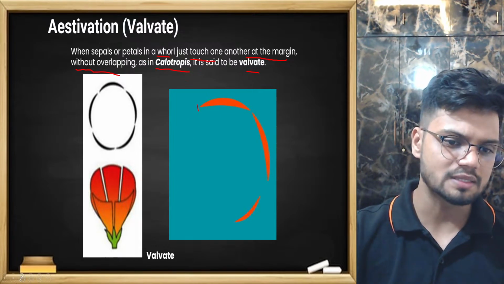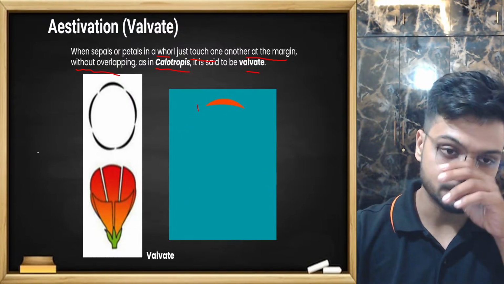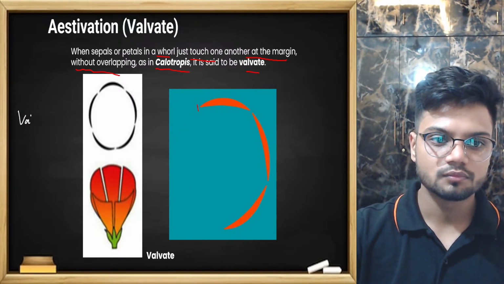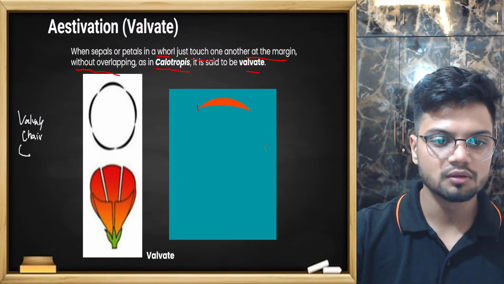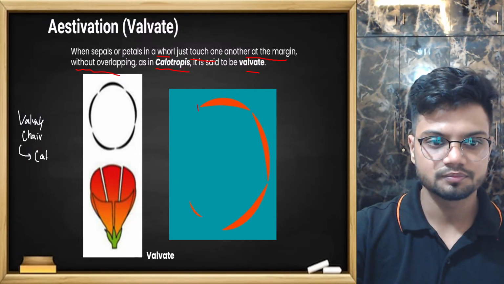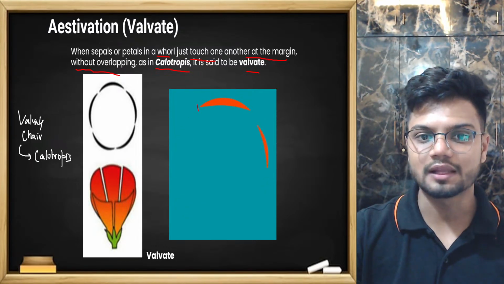What is the trick here? The trick is very simple. It is called valvate aestivation, or velvet. C for Calotropis. Valvate is called Calotropis.